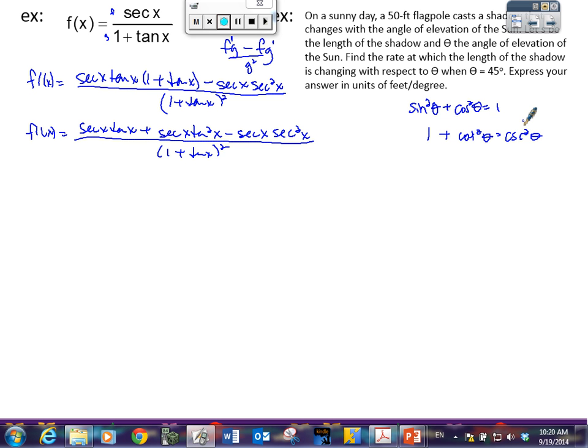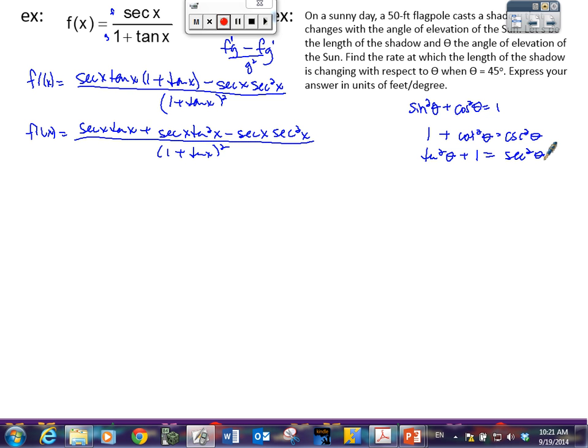Now let's divide everything by cosine squared. That would give me tangent squared plus 1, and 1 divided by cosine squared is what? Secant squared. So looking at this scenario, can I get a tangent squared minus secant squared, and what would that be?